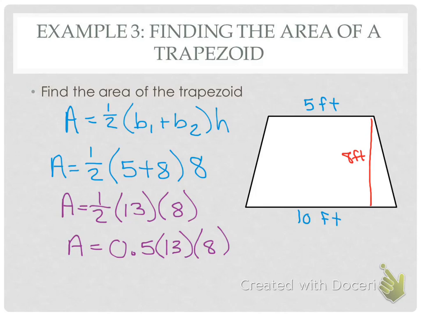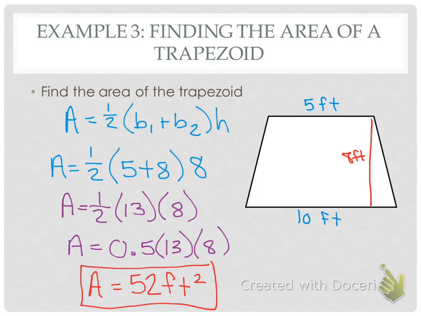And what do you get? A equals 52, and then make sure we label feet squared. And that's our answer. And that's how we find the area of a trapezoid.